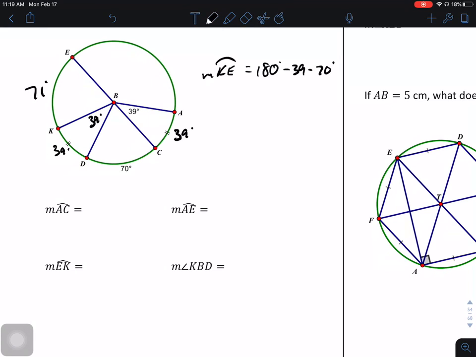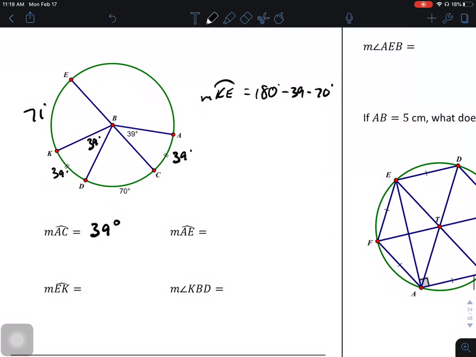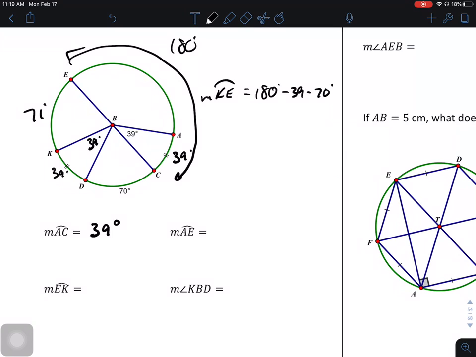Let's see if we can answer the questions. Measure of arc AC, easy, same as the central angle, 39 degrees. Measure of arc AE, that's one that we don't have answered. So from here to here, semicircle is 180. So the measure of arc AE is going to be 180 minus the 39 that you see there. It's going to be 141.